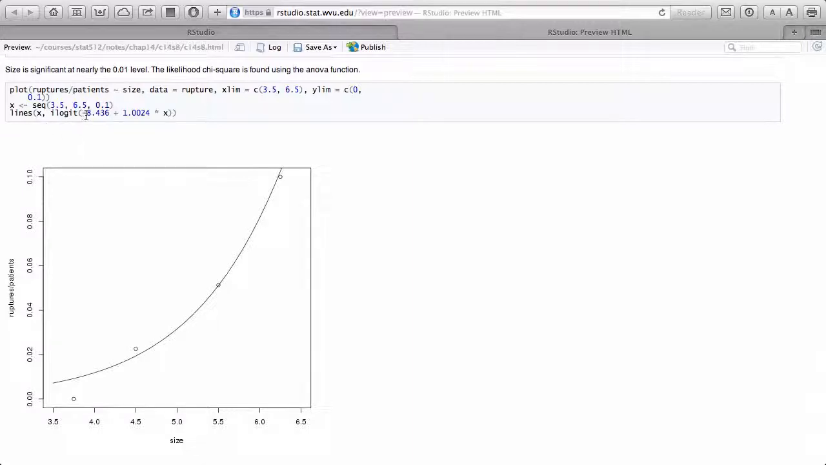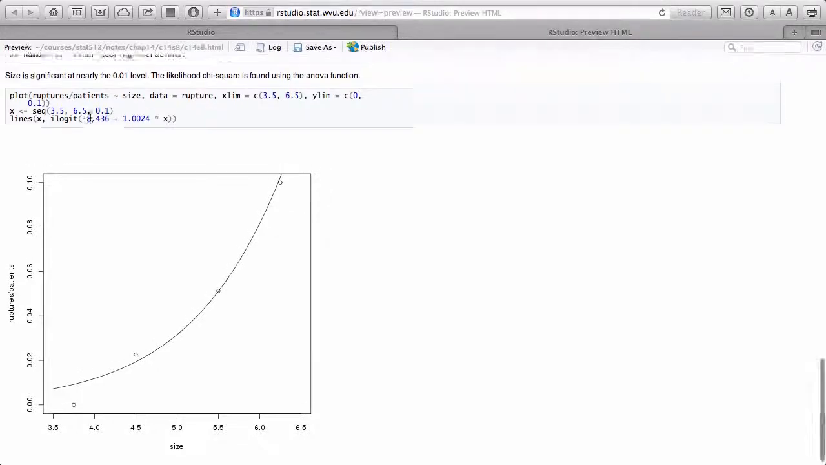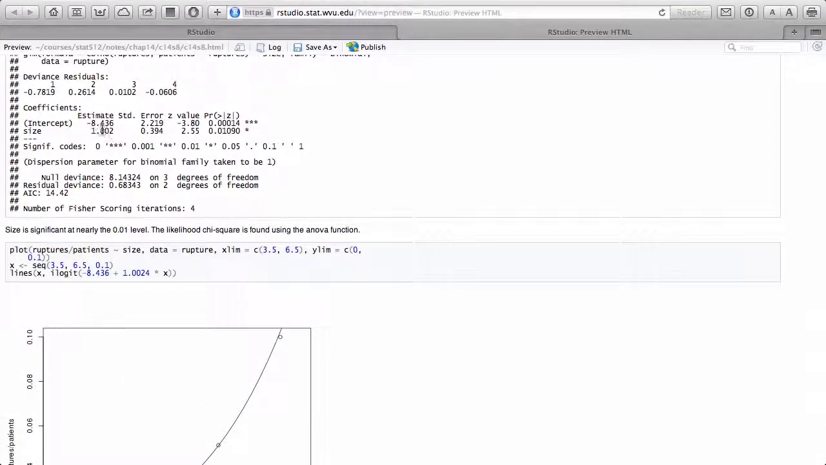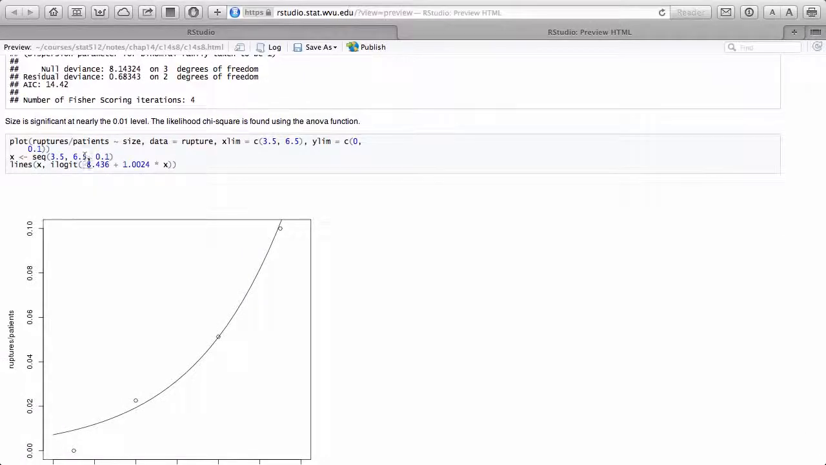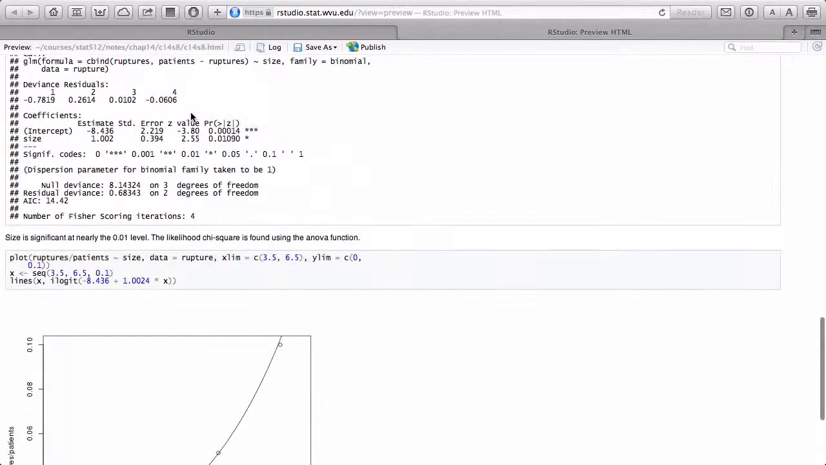What I'm going to do is this is my model, 8.436 plus 1.0024 times x. That's my model. Where did that come from? There's a minus sign in there, right there. It came from here.